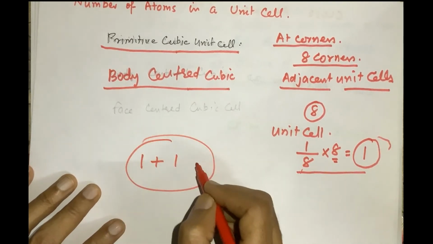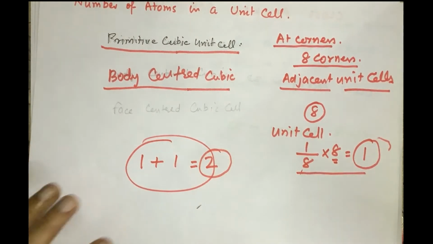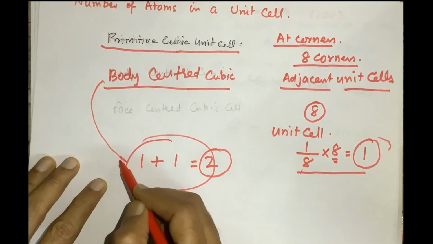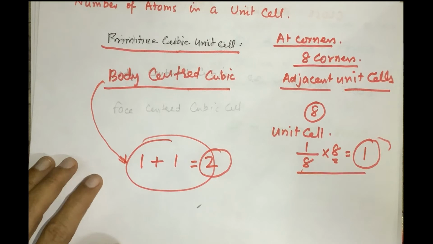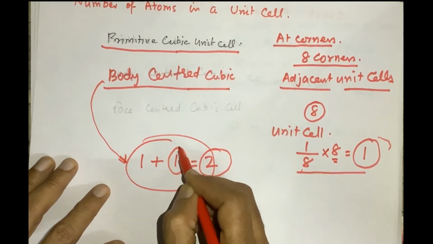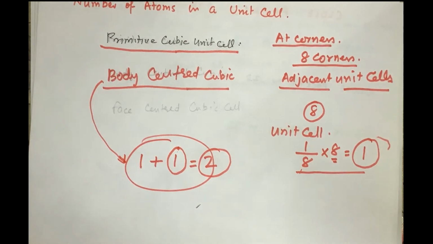Then in a unit cell there will be two constituent particles, or atoms, molecules, whatever. So in body centered cubic there are two constituent particles, because the particle which is present at the center of the body is not shared by any other unit cell. So it is only shared by the unit cell in which that particle is present.